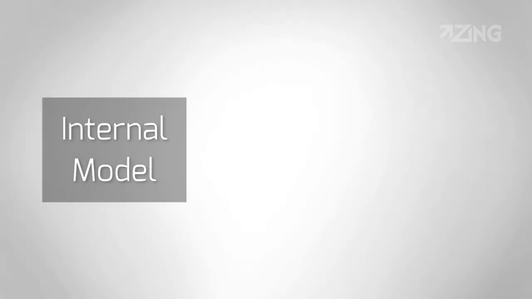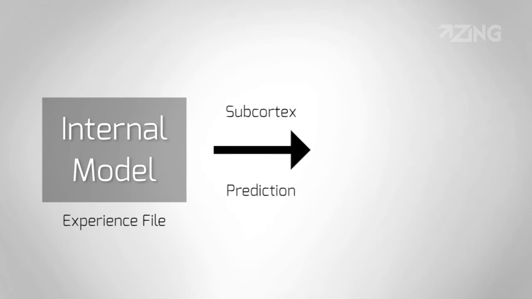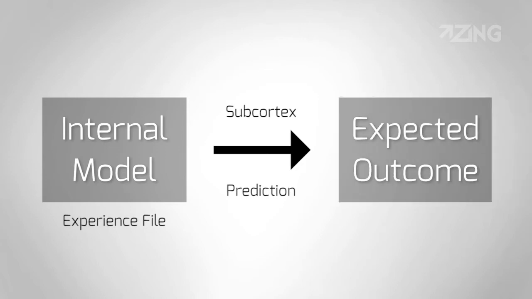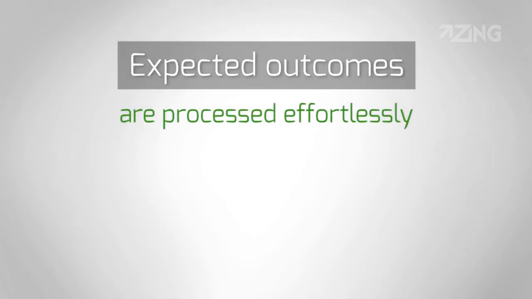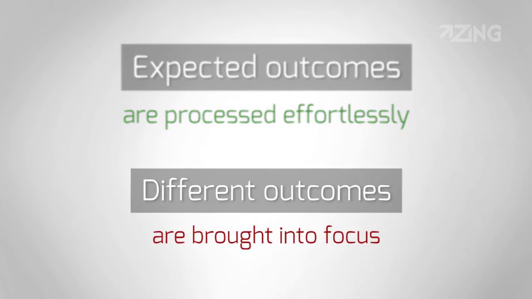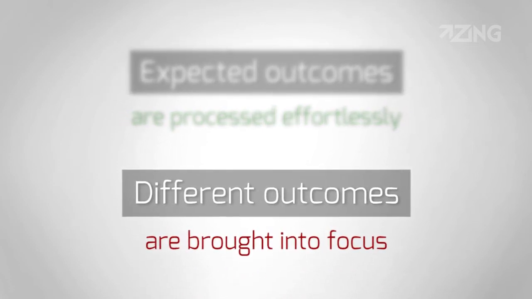All your experience is stored in what is called an internal model, which can be thought of as an experience file. Next time you perform a serve, your subcortex uses the experience file to make a prediction about the expected outcome. Once we've developed our experience file, or internal model, we can use it to perfect and hone our skills. Familiar outcomes, which we predict or expect to happen, are processed effortlessly, and any differences from the expected are brought into focus. This makes things easier for our brain, as our minds are focused only on what stands out as different.